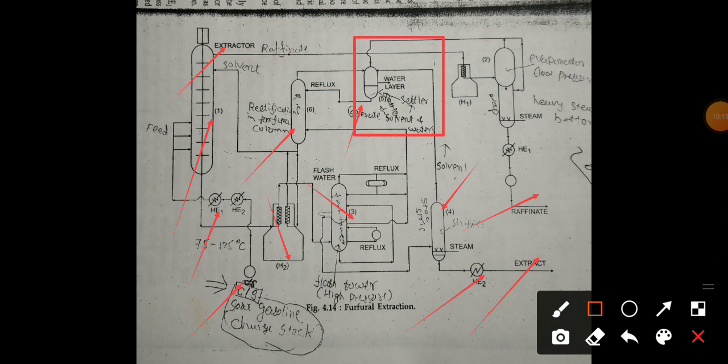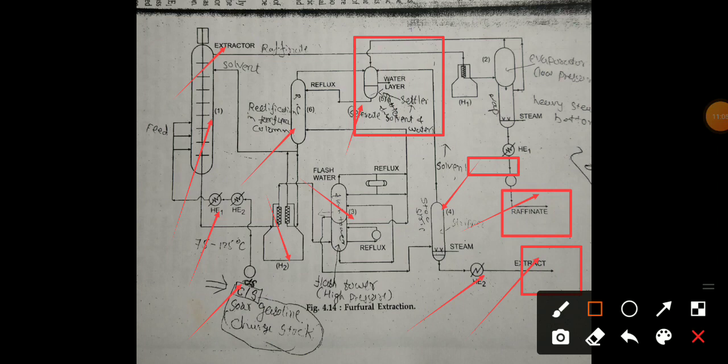From the bottom of the evaporator, the concentrated raffinate phase, free of solvent, is obtained as the finished product and sent for storage through heat exchanger 1, HE1. This part is the raffinate, and this other part is the extract.